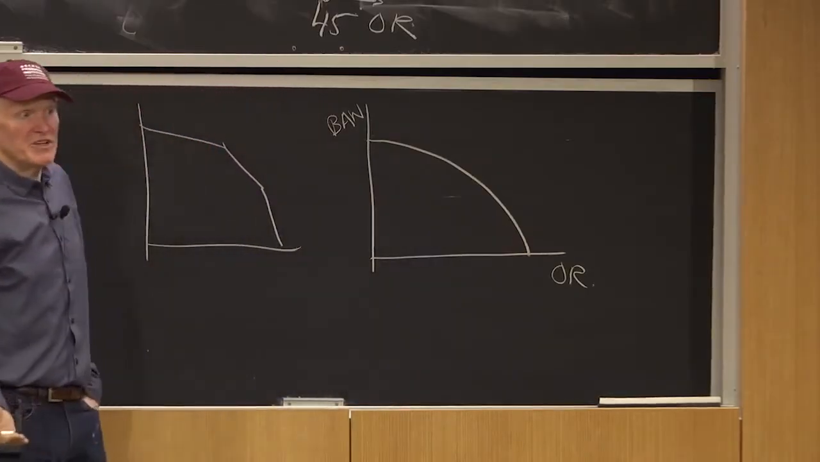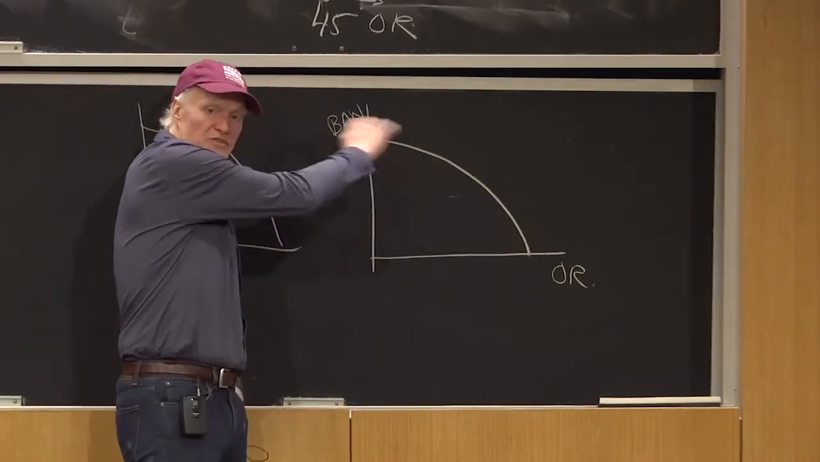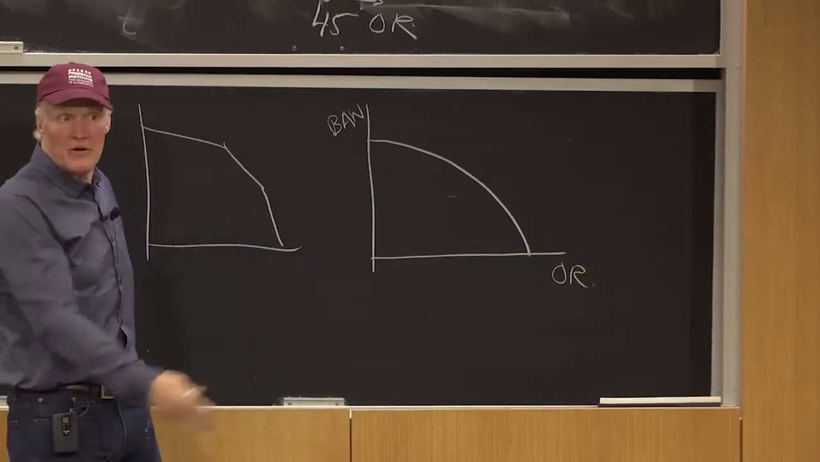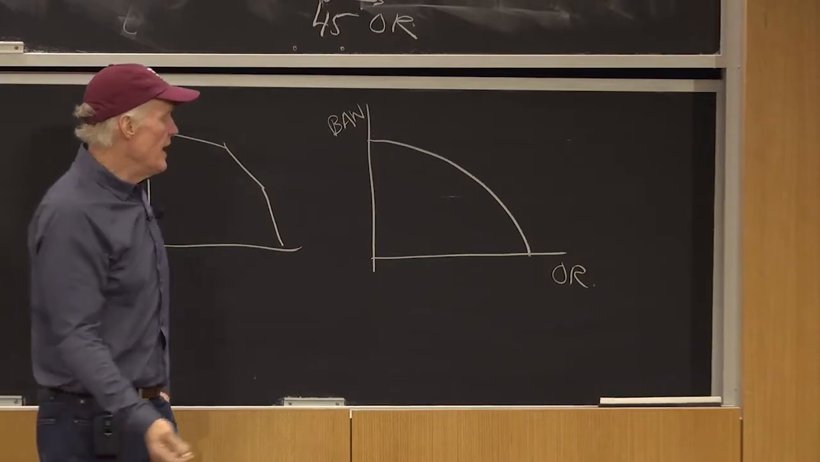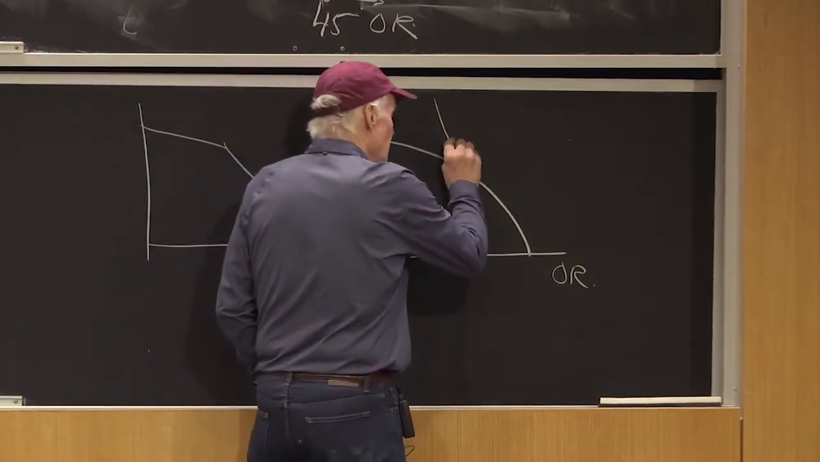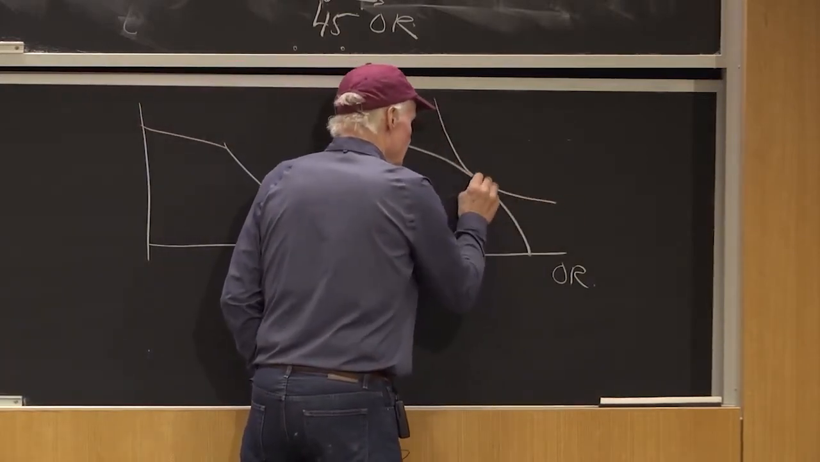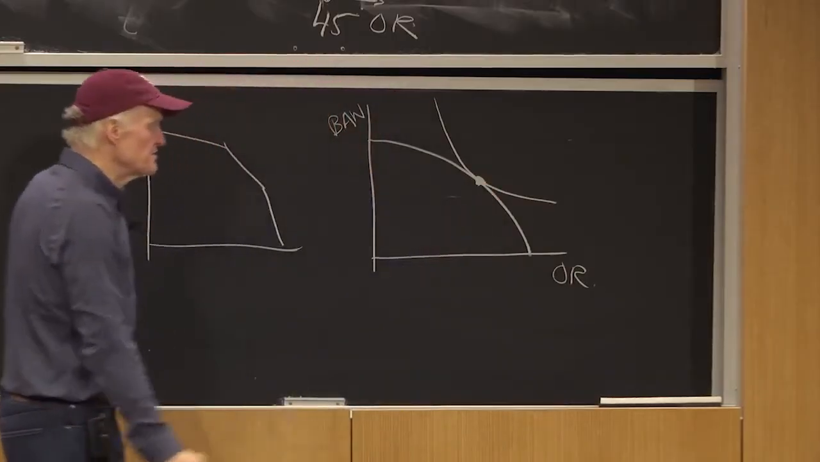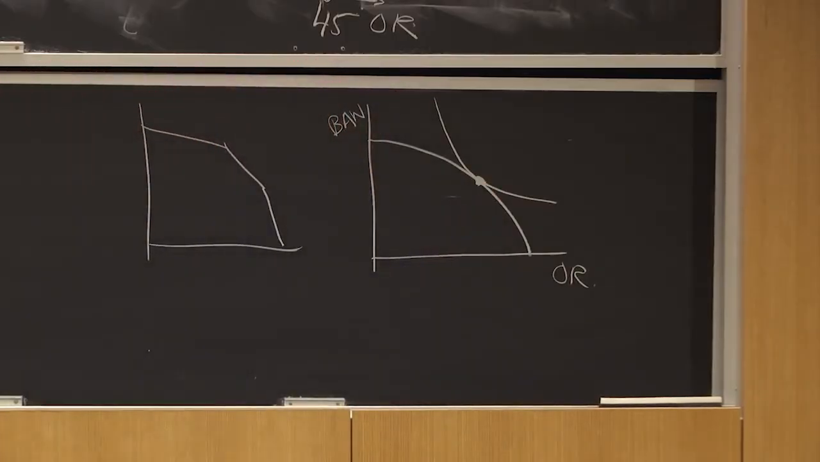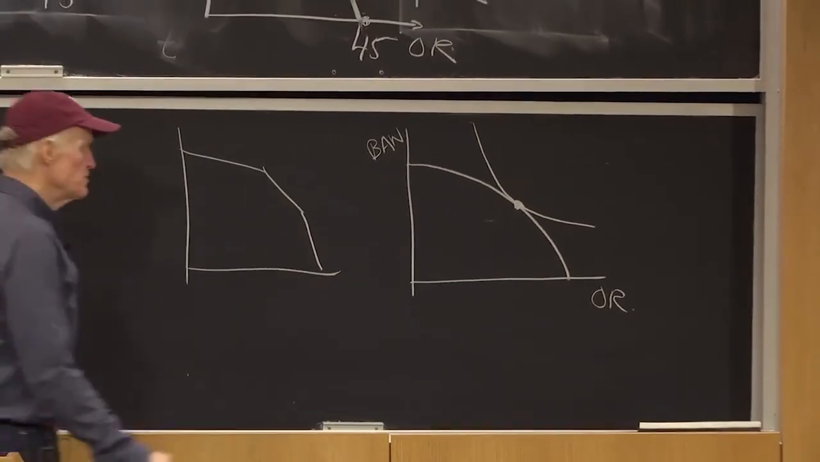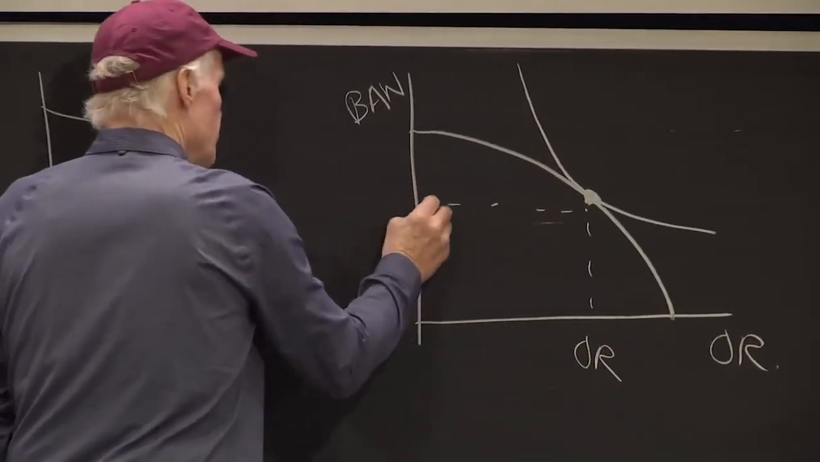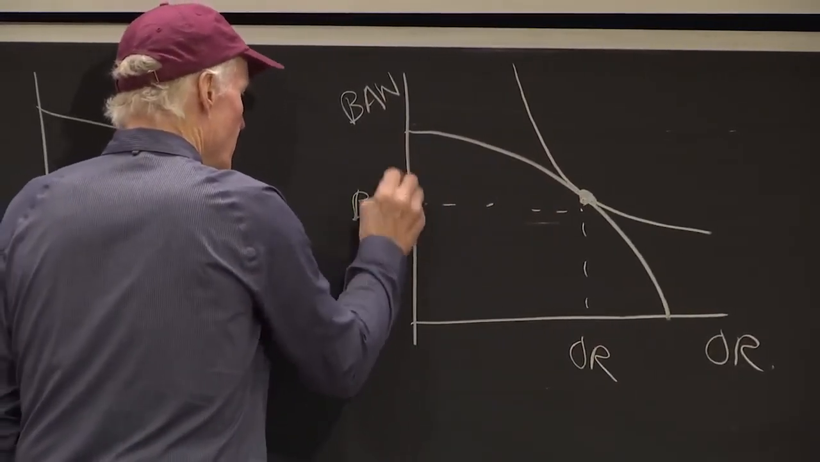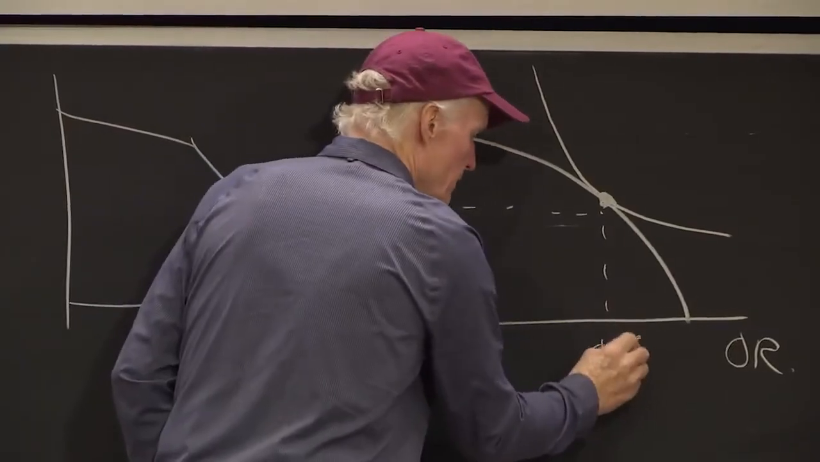The more heterogeneous they are, the more curved this thing's going to be, right? If they're very similar, it'll be very straight. If they're very different, it'll be very curved. And if Robinson Crusoe was by himself, he would find a tangency with his indifference curve, and that would be his equilibrium point, right? Pretty straightforward. He'd decide where he wants to consume oranges and bananas. That would be his equilibrium point.